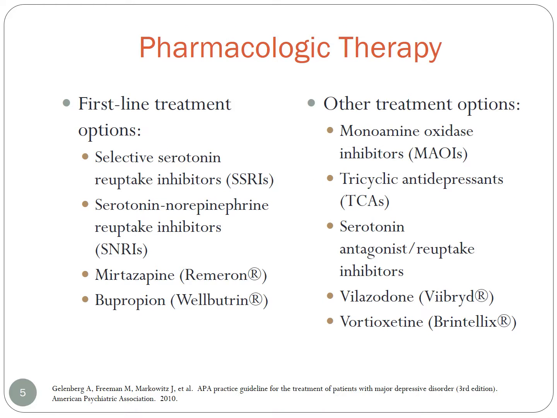There are many different treatment options for depression, and we're just going to focus on the first-line treatment options, which consist of our selective serotonin reuptake inhibitors, the serotonin norepinephrine reuptake inhibitors, mirtazapine, and bupropion. We no longer use the monoamine oxidase inhibitors or the tricyclic antidepressants as much for depression, just because they have more problematic adverse effect profiles and can be more problematic with drug-drug interactions.